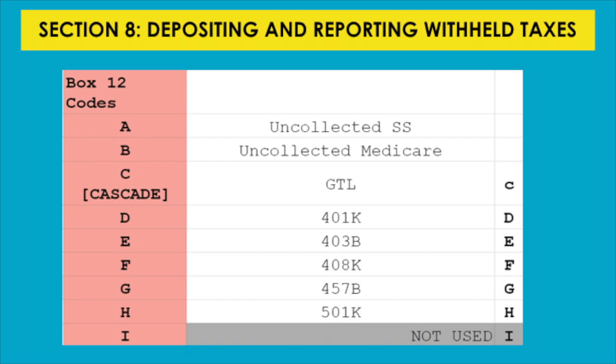Box 12 code C is for the taxable cost of group term life insurance over $50,000. Included in box 1, 3 up to the Social Security wage base, and also in box 5. This amount is already included in the taxable income of the form W-2, but here we are only differentiating what was over $50,000, because over 50,000 will be taxable.